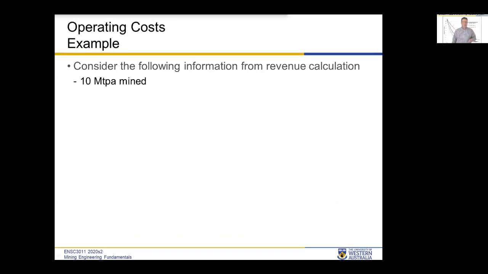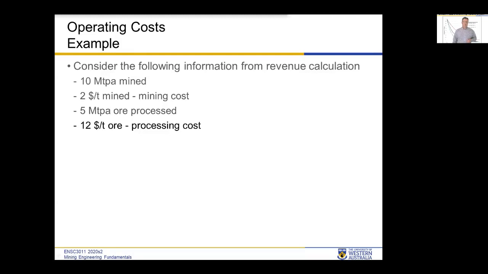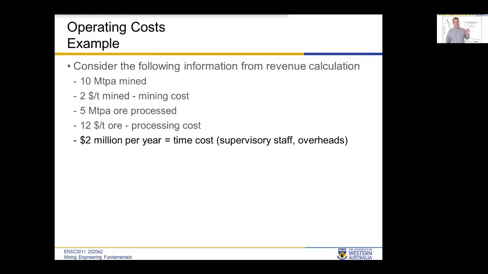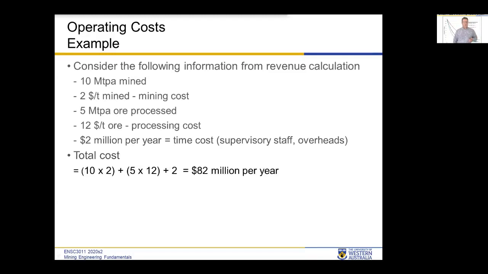So let's say we mine 10 million tonnes a year at $2 a tonne. We process 5 million tonnes a year at $10, $12 per tonne. And we have $2 million of what's called fixed costs, time costs, independent of how many tonnes we have, which might be our salaries. So the total cost is 10 times 2 plus 5 times 12 plus straight 2, 82 million a year. So that would be our operating costs, which we might then term as $8.20 a tonne or $16 per tonne of ore. You can phrase it in different ways.